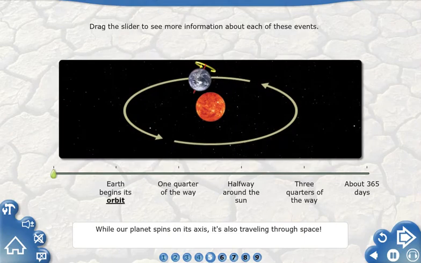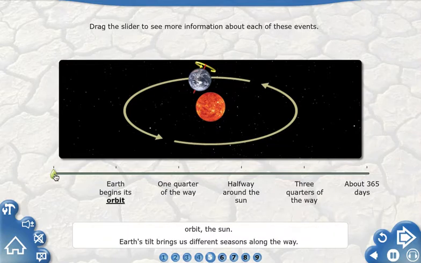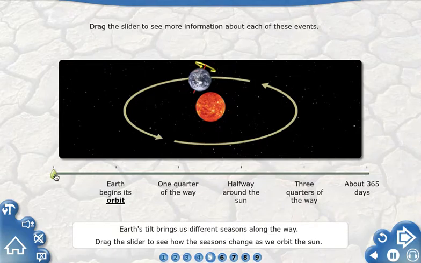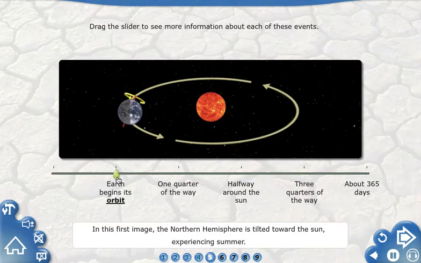While our planet spins on its axis, it's also traveling through space. It takes one whole year, about 365 days, for Earth to revolve around or orbit the Sun. Earth's tilt brings us different seasons along the way. Drag the slider to see Earth begins its orbit. In this first image, the northern hemisphere is tilted toward the Sun, experiencing summer.